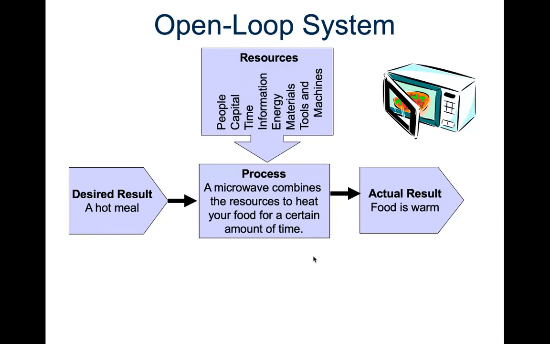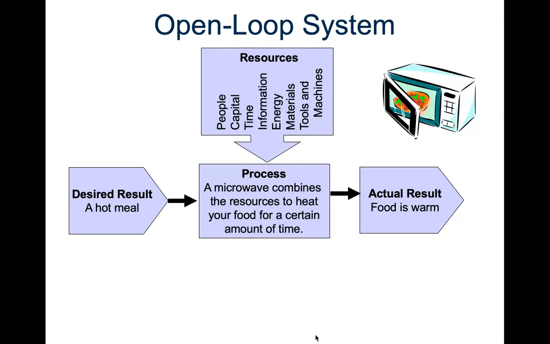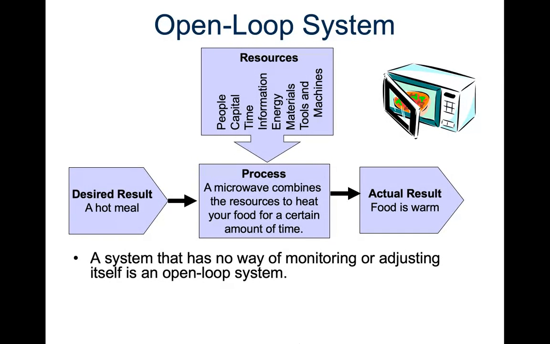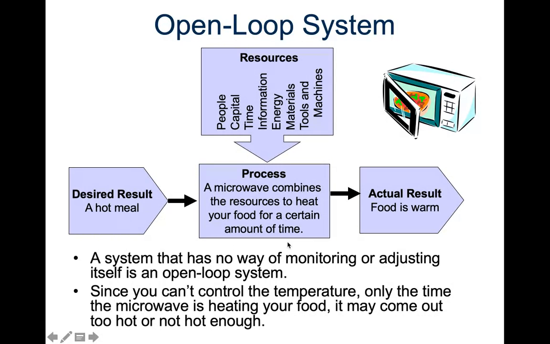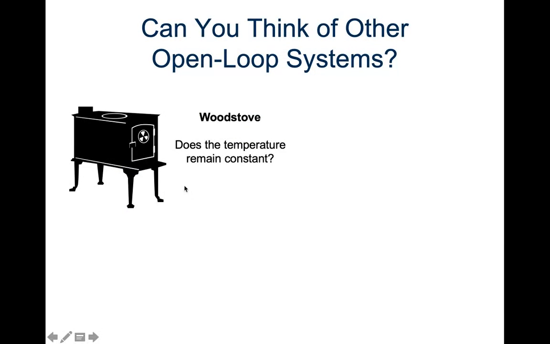Plenty of times you put it in the microwave, you've guessed the amount of time. Oh, it's going to take me maybe 30 seconds to heat this up. Oh, no, it wasn't 30 seconds. It needs a little more time because the system does not have any way of checking itself. So a system that has no way of monitoring or adjusting itself is an open loop system. Since you can't control the temperature, only the time the microwave is heating your food, it may or may not come out hot enough.